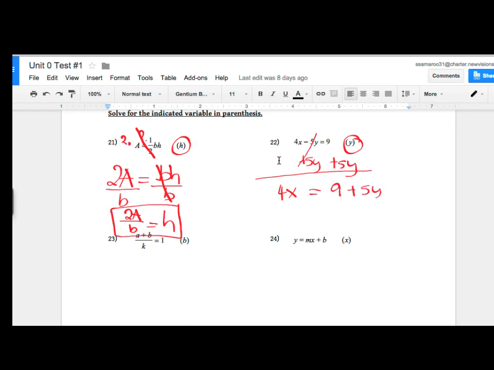Wait, Miss Semaru, why can't I combine 4x minus 5y? I'm sorry, why can't you combine what? 4x minus 5y? Because they're not like terms. They're two different variables, so we can't combine that. Good question.